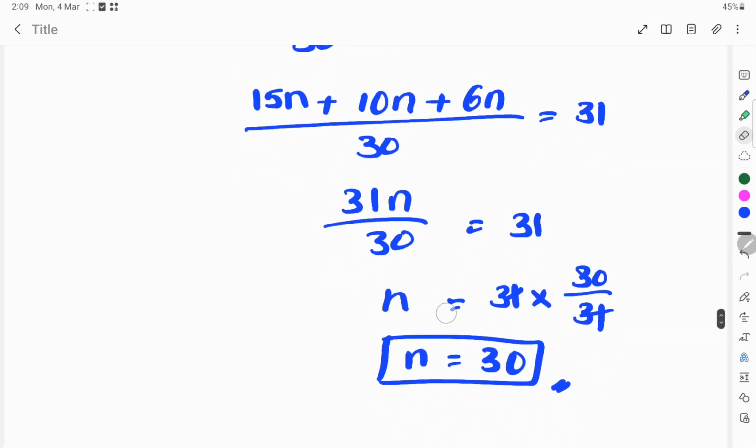So n is equal to 31 into 31 by 30 is multiplied with n. So this fraction is changed to the right hand side, then reverse the reciprocal of the fraction. So 30 by 31. Here 31 cancelled one time. So 1 into 30, 30. So n is equal to 30.